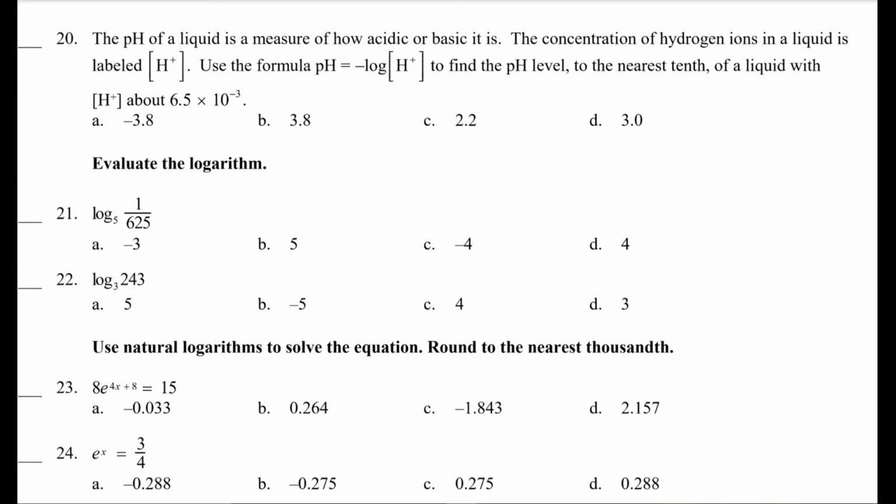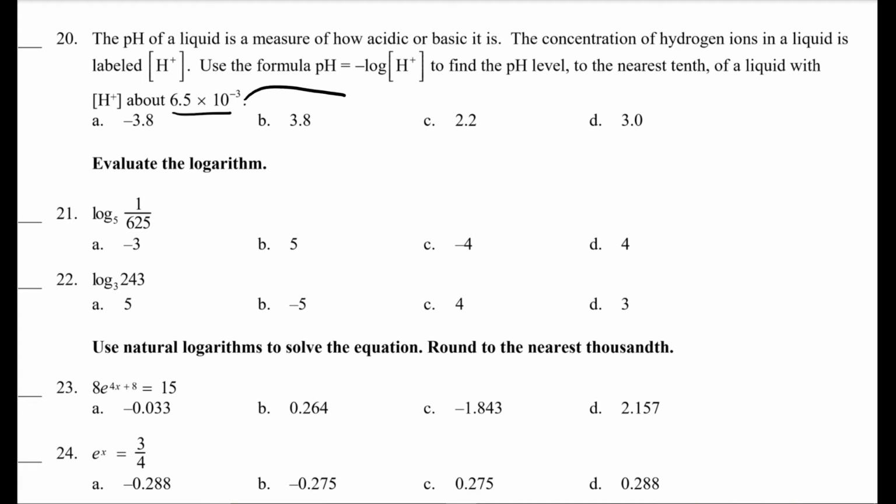All right, the pH of a liquid is a measure of how acidic or basic it is. The concentration of hydrogen ions in a liquid is labeled with the bracket notation [H+]. So this stands for the concentration of hydrogen ions. Use the formula pH equals negative log of the concentration of hydrogen ions to find the pH level, to the nearest tenth, of a liquid with a hydrogen ion concentration of about 6.5 times 10 to the negative third.